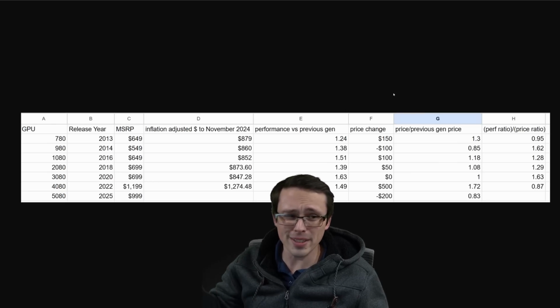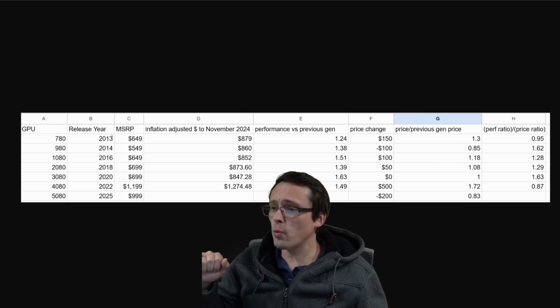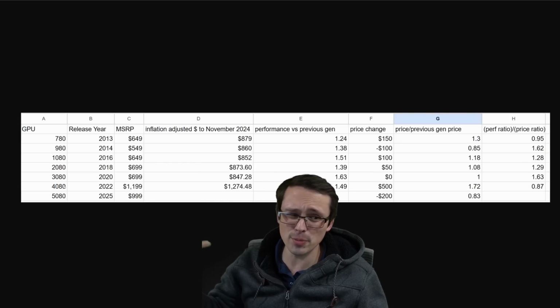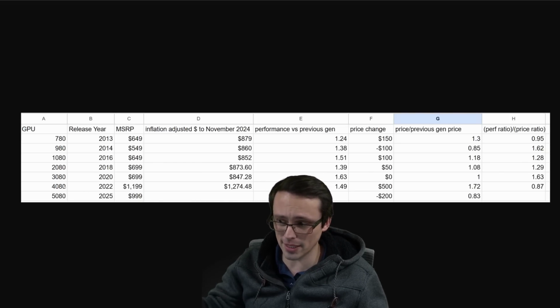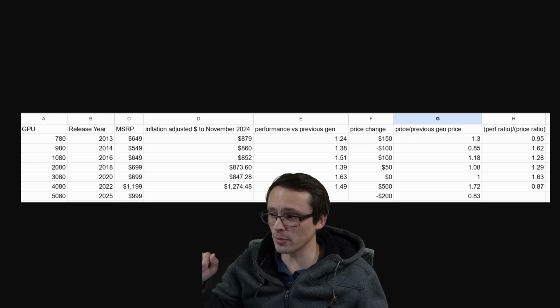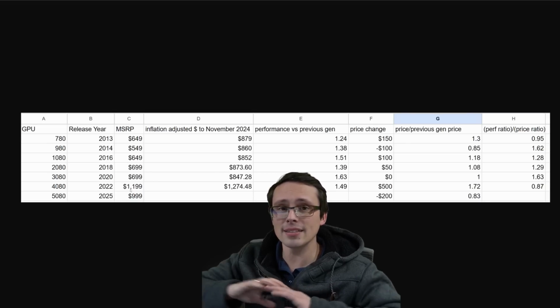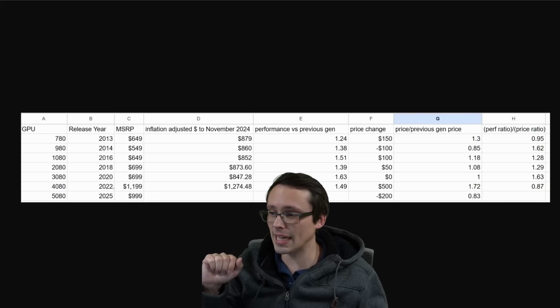Okay, so how do we interpret this in context? Well, first of all, the 5080 has had a $200 price cut compared to the 4080, although technically the 4080 Super already did that $200 price cut. So that's a bit of an elephant in the room. Also, the 4080 is an anomaly. It's a massive outlier in the history of the 80 class.